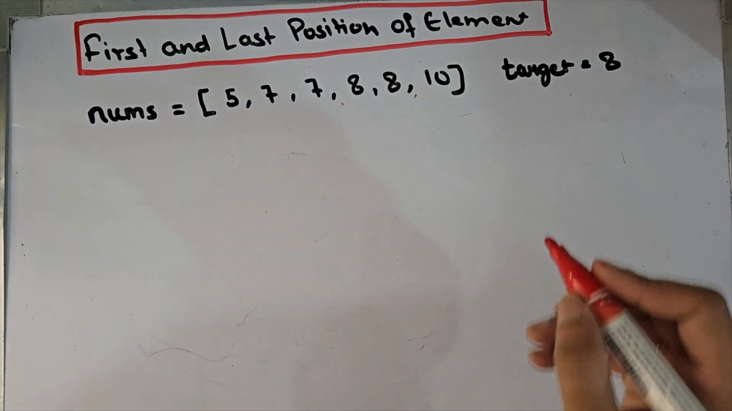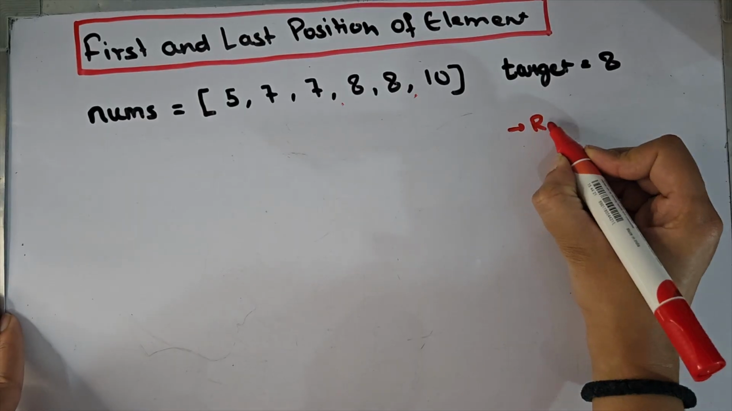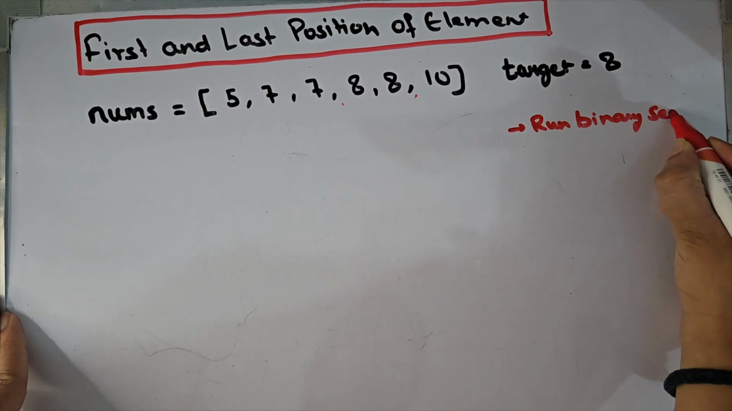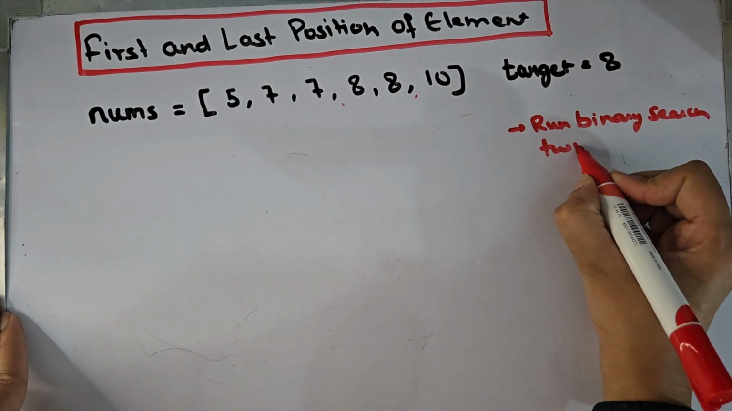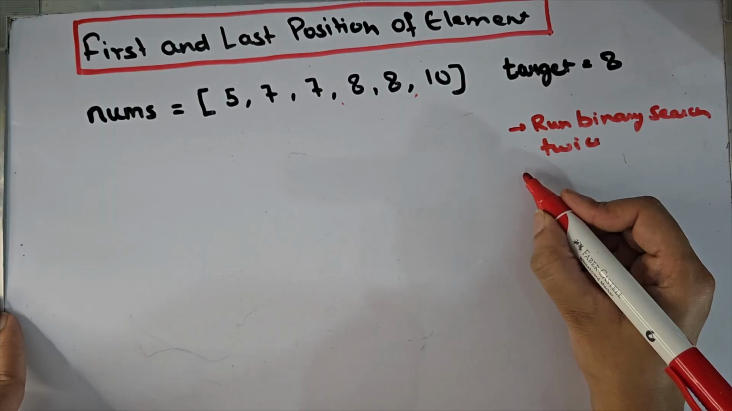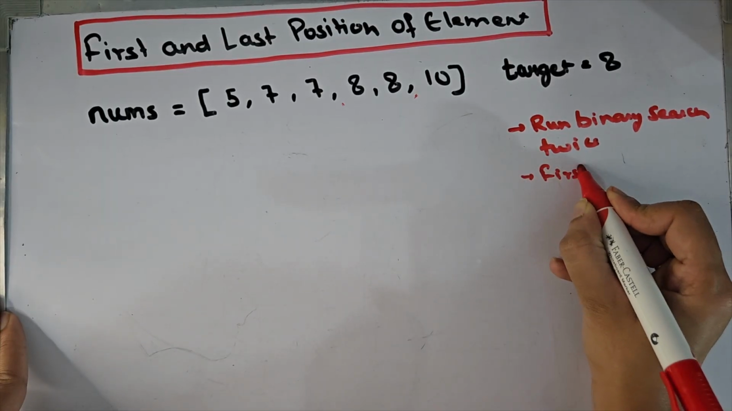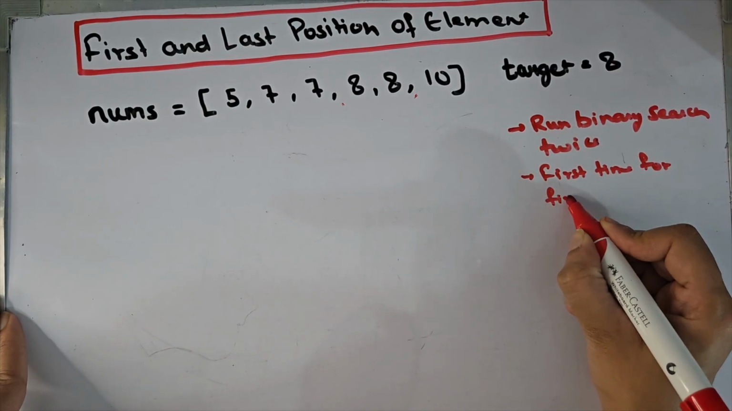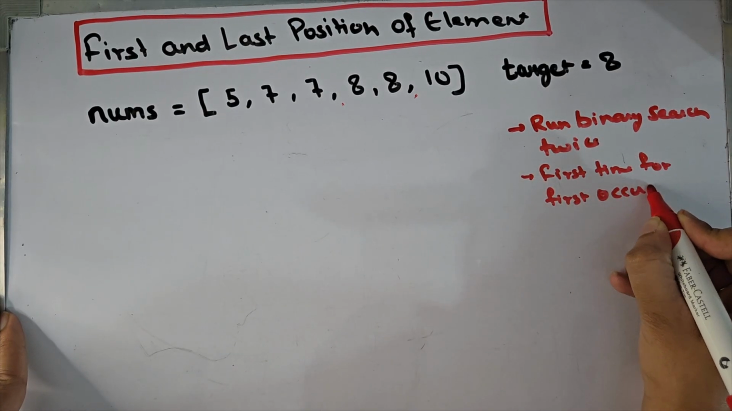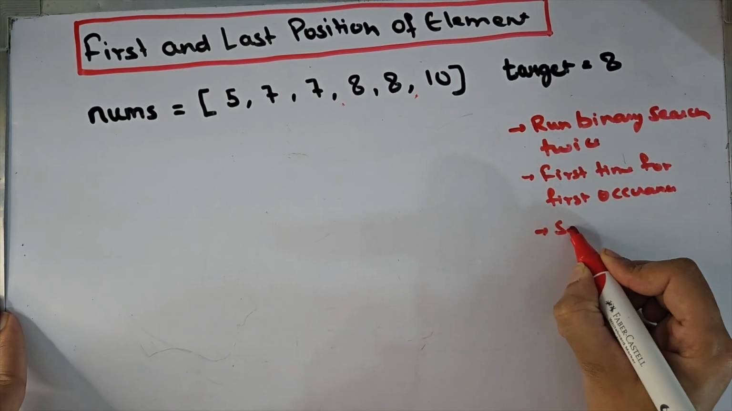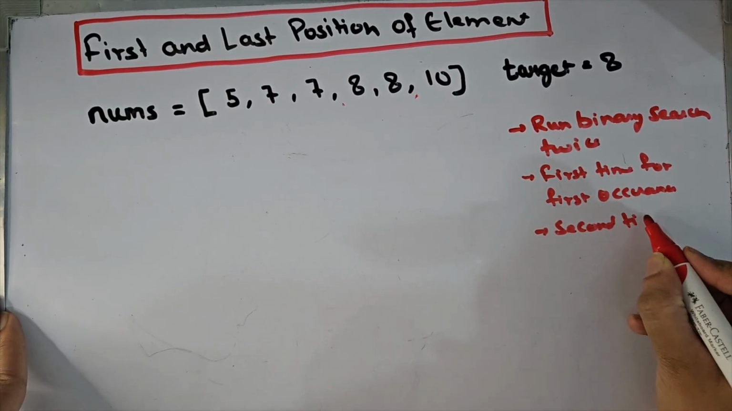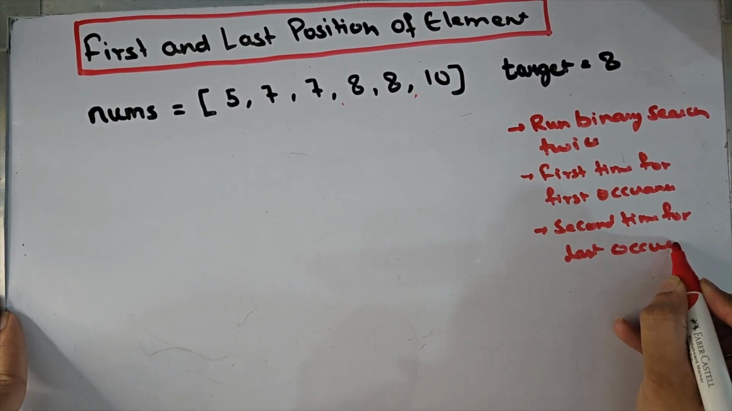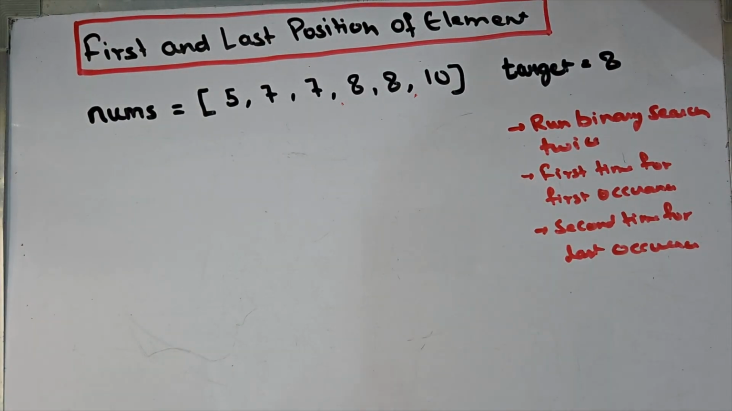So the main idea here is that we will run binary search twice. First time for first occurrence and second time for last occurrence. So how we will do that?